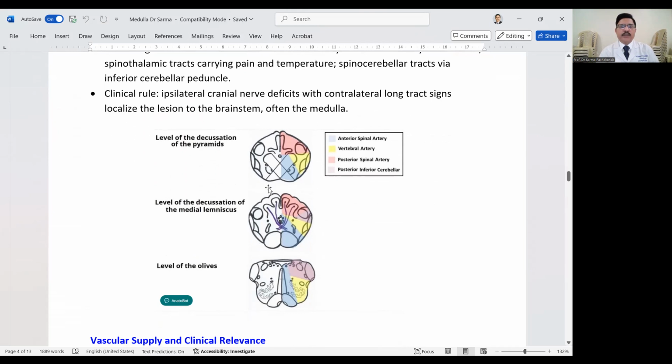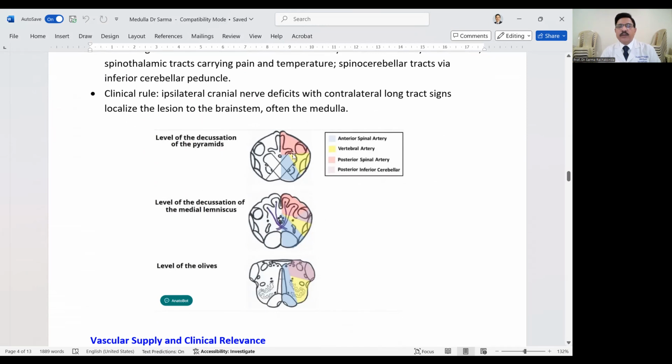Now, these are the blood supplies. You see the level of pyramidal decussation, the level of the cuneate fasciculus decussation, that is the medial lemniscus, and the level of the olives. This is the lower part, the middle part, and the more rostral part. What is the supply? You can see the anterior spinal artery. Anterior spinal artery is blue. So this is the one. It supplies the anterior spinal artery.